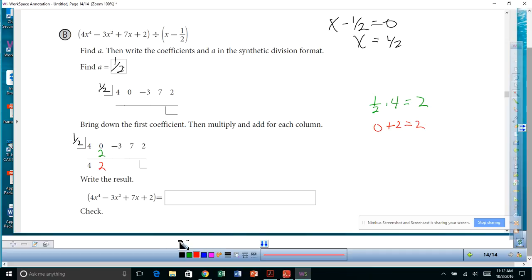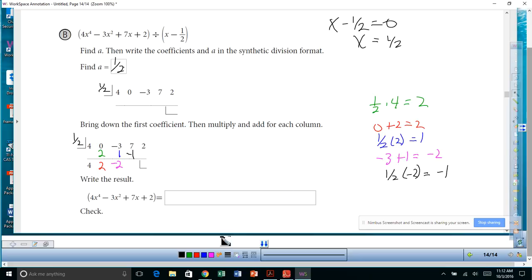Now we're going to have 1/2 times 2, and that's going to give us 1. So we got 1 here. We're going to do negative 3 plus 1, and that gives us negative 2. So we got negative 2 here. Okay. Multiply again. So you got 1/2 times negative 2, and that's going to equal negative 1. So let's put a negative 1 right here.